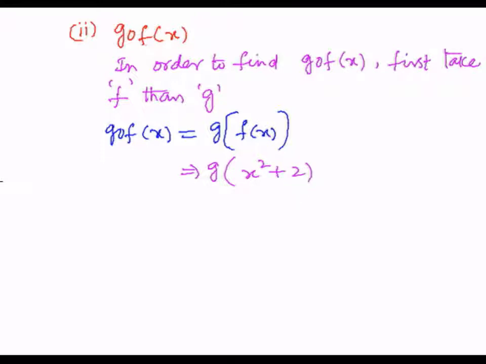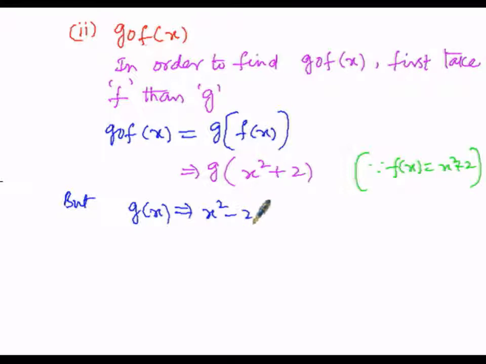So here we can write the reason. Since f of x is given as x square plus 2, I have substituted x square plus 2 in the place of f of x. Then the next logical step is, that implies g of x square plus 2. But we know the original function g of x is given by x square minus 2. So this is the given g of x function. Now we have to find g of x square plus 2.